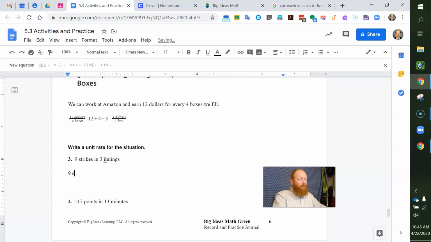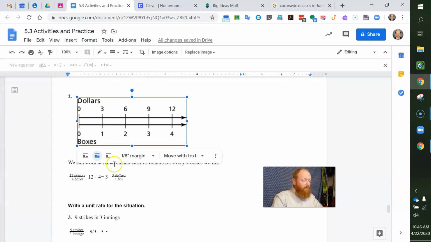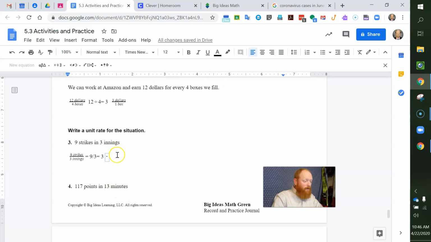So 9 strikes in 3 innings. All right, that's the same as saying 9 divided by 3, and 9 goes into 3 three times. So we're going to say that is 3 strikes in 1 inning.